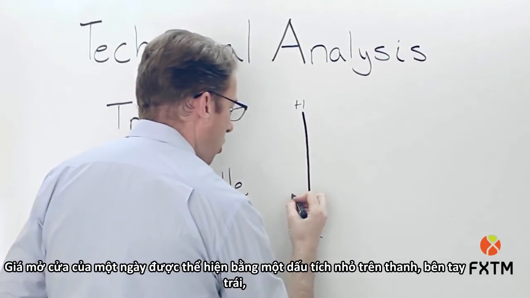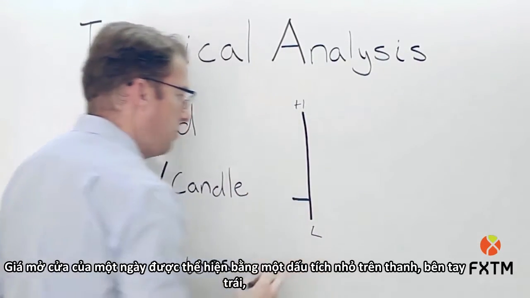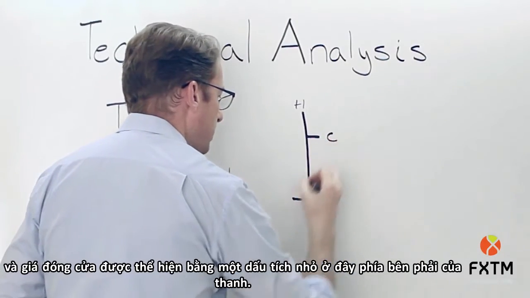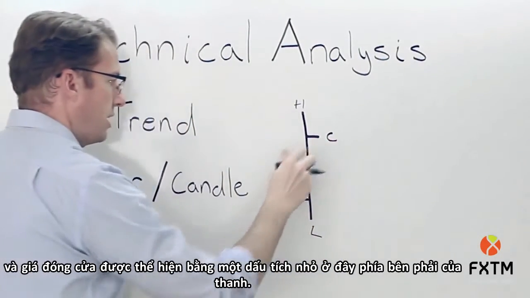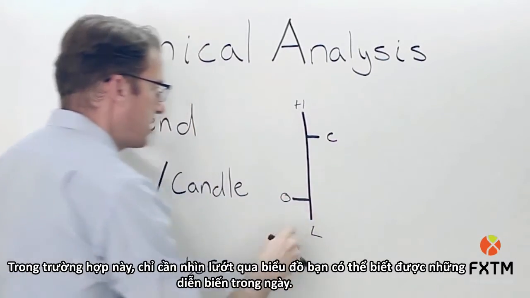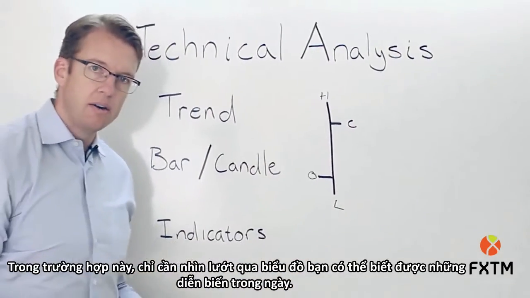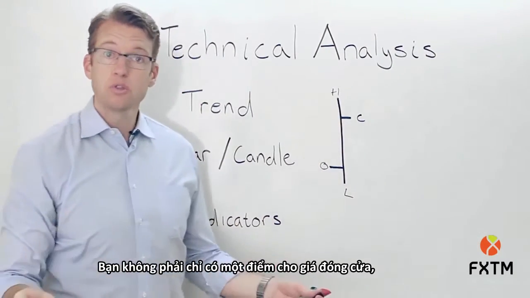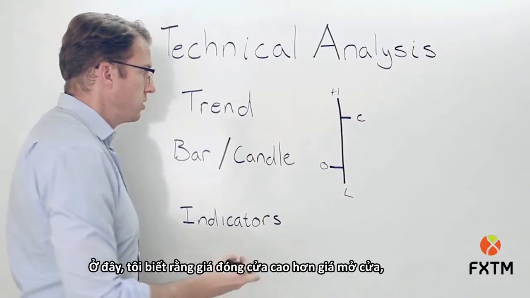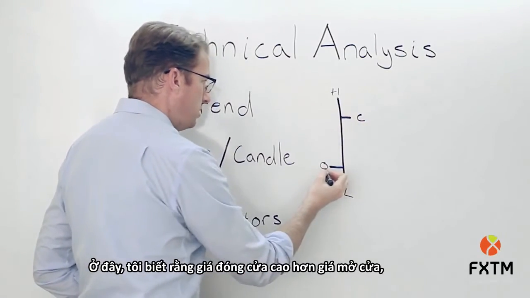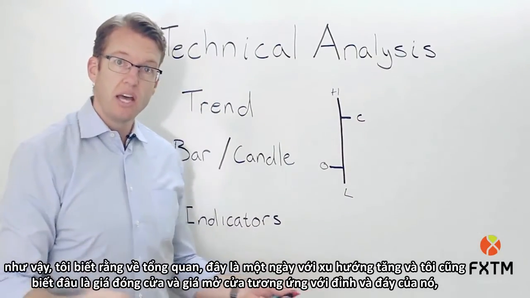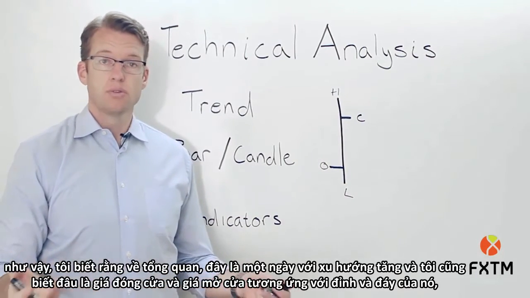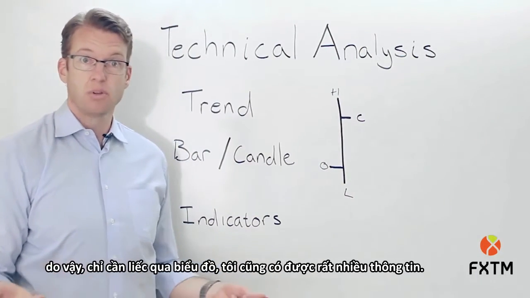Now, the day's open is represented by a little tick mark on the bar on the left-hand side, and the day's close is represented by a little tick mark here on the right-hand side of the bar. Now, in this case, as you can see, just by glancing at the bar, you know what was going on during the day. You don't just have a single point for the close price like you would with a line chart. So here I know that the close was above the open, so I know that overall it was a bullish day, and I also know where the close or the open was relative to its highs and lows. So that gives me a lot of information at a simple glance.